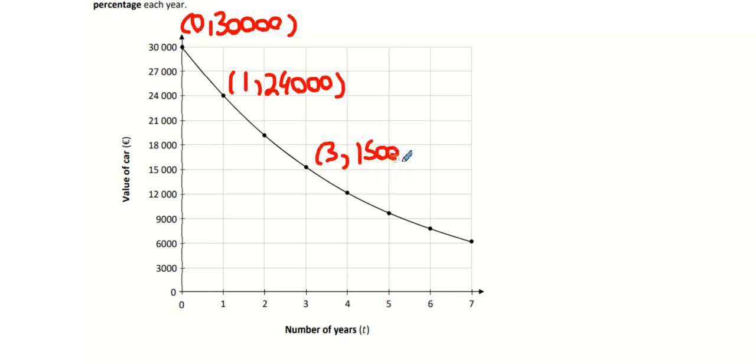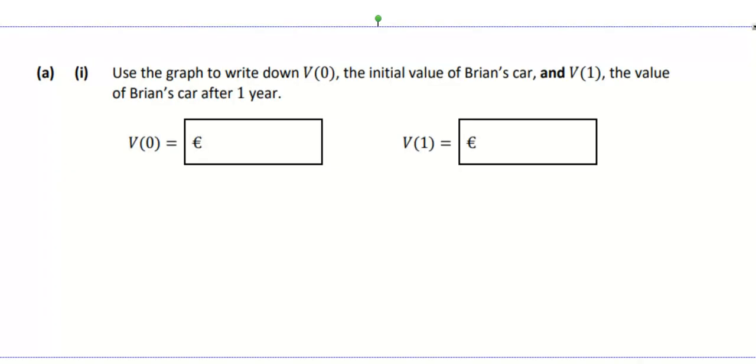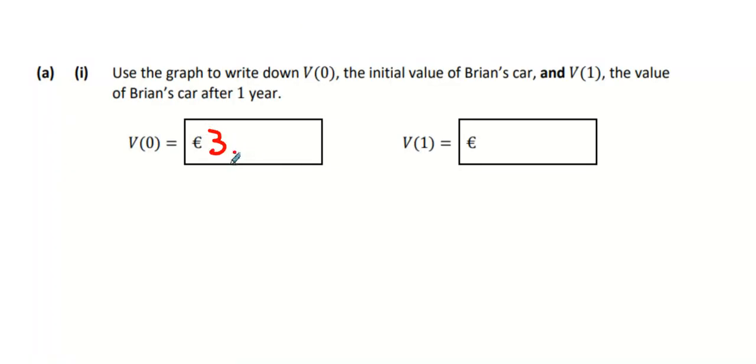Okay. Now, they said it's a fixed percentage. So whatever percentage it loses in its first year, it loses in its second year. So what's the first question? I'll write down its initial value, no bother. 30G. What did we say the other one was? 24? Okay, great.